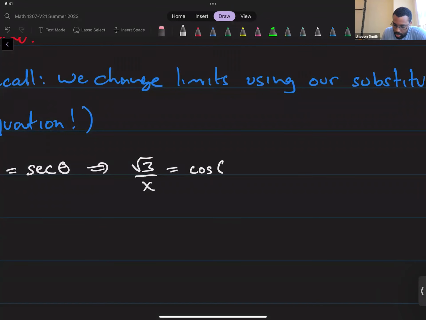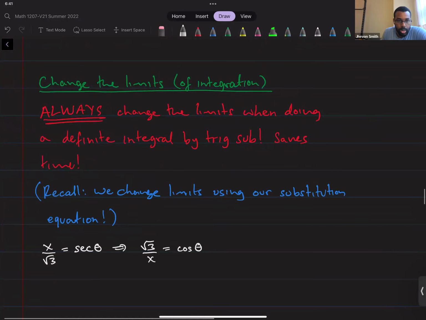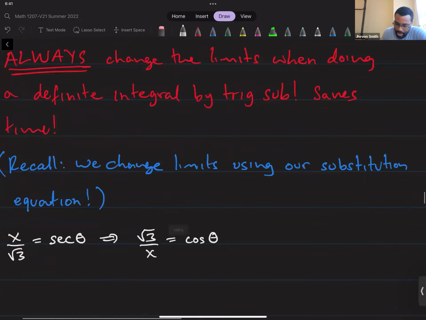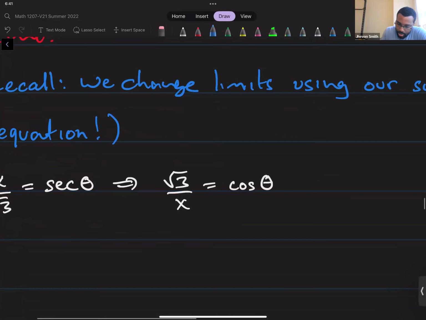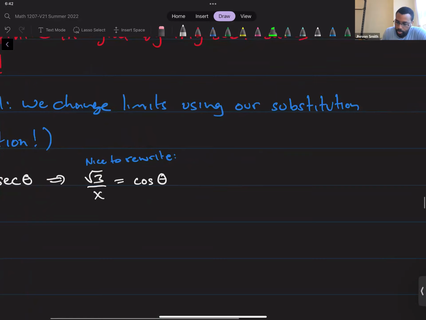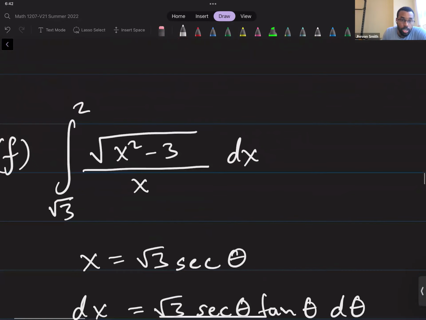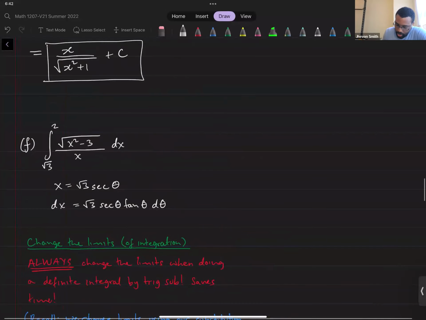So let's say this would be cosine. Okay. So using my original equation, I just rewrote it because it's nice to rewrite, right, because everyone knows things in terms of cosine as opposed to secant. So now what you do is you're going to plug in each of these numbers for x and figure out what the theta is.